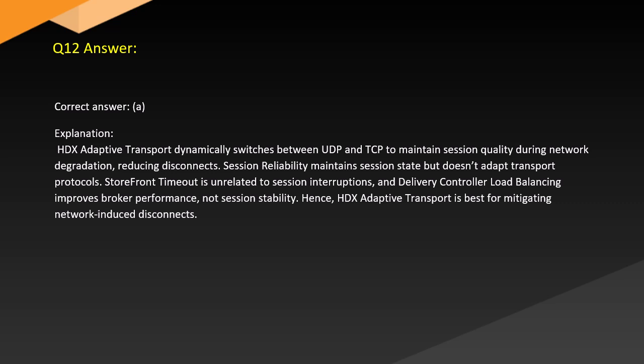Answer. Correct answer, A. Explanation. HDX adaptive transport dynamically switches between UDP and ECP to maintain session quality during network degradation, reducing disconnects. Session reliability maintains session state but doesn't adapt transport protocols. StoreFront timeout is unrelated to session interruptions, and Delivery Controller load balancing improves broker performance, not session stability. Hence, HDX adaptive transport is best for mitigating network-induced disconnects.